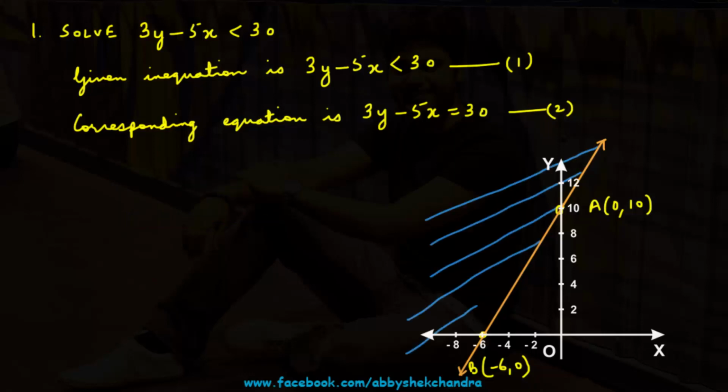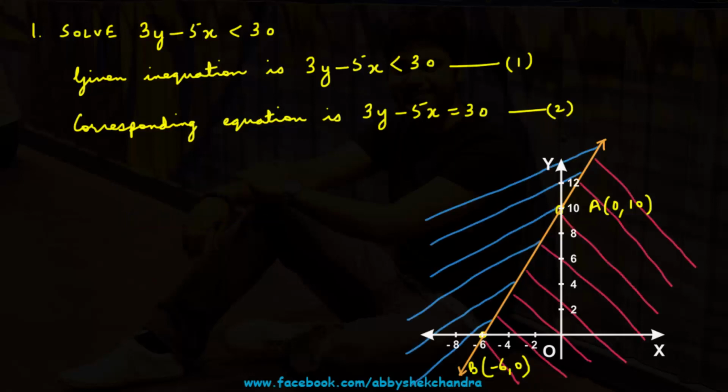Now line 2 divides the xy plane into 2 halves. One of these halves will satisfy the given inequality, but how do we decide which half? Take any one of the 2 halves and choose a point P with coordinates alpha, beta on that side of the line. Check if x equal to alpha, y equal to beta satisfies inequation 1. If yes, the entire half on the side of P will be the solution region. Otherwise, the other half will be the solution region.